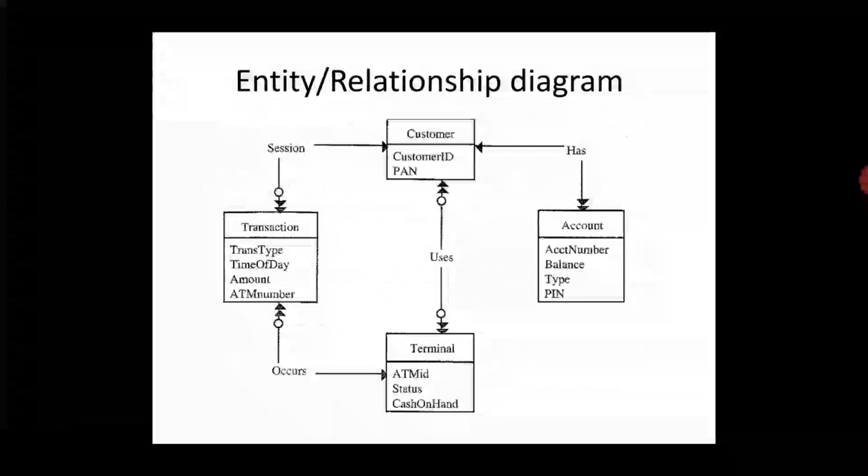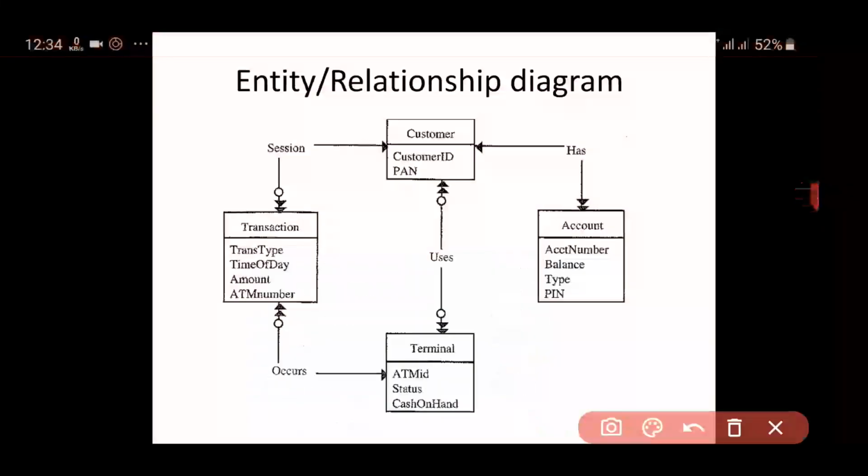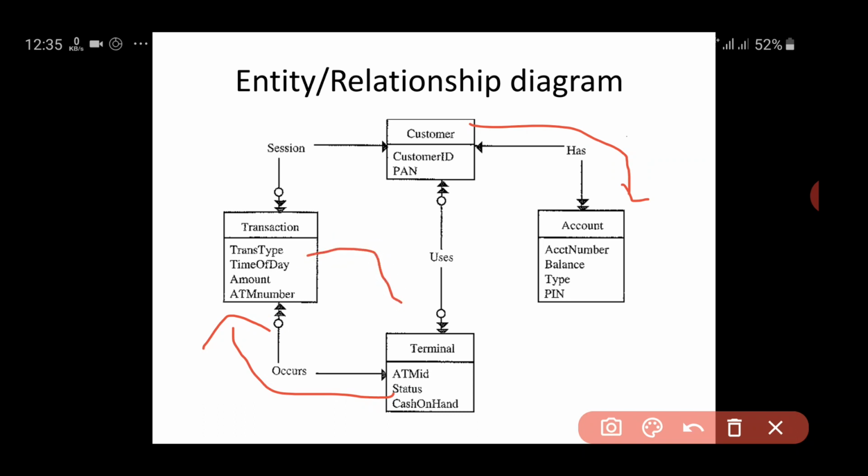For example, customer may have several accounts, right? See the double arrow here. The customer may have several accounts, and also at the terminal many transactions can occur, but a transaction can only occur at one terminal. That's why it has a single head. But the rest of them are all double arrows.